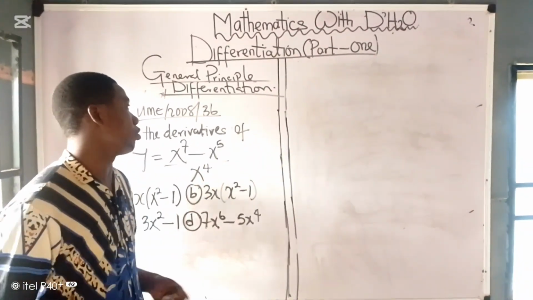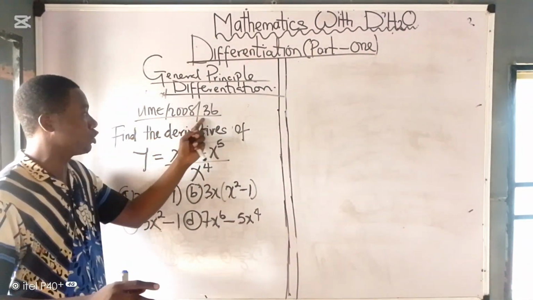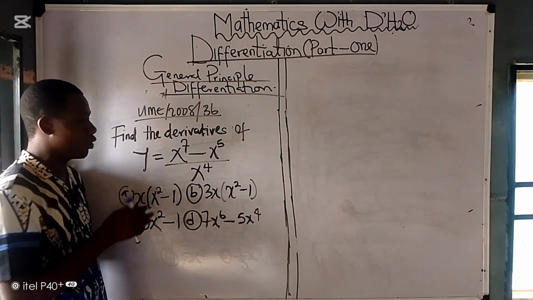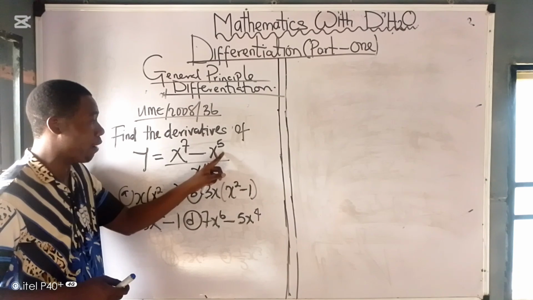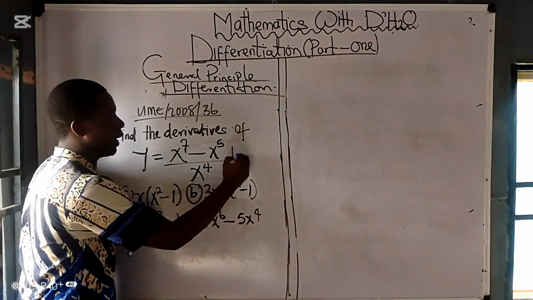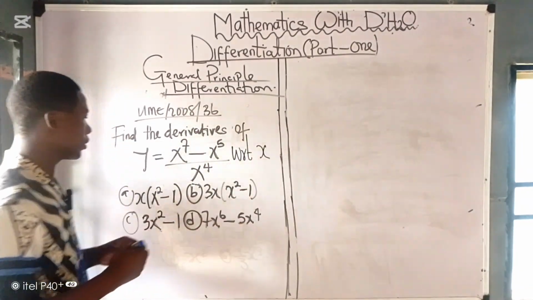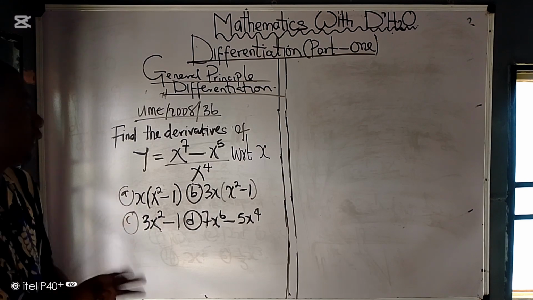Now let's take question number 2. This question is from UME, which is Jamb 2008 number 36. Find the derivative of y equals x raised to power 7 minus x power 5 divided by x power 4. Okay? Now I guess you are doing it with respect to what? X. Here are the options. How do you solve this question? Very easy. Let's do it.